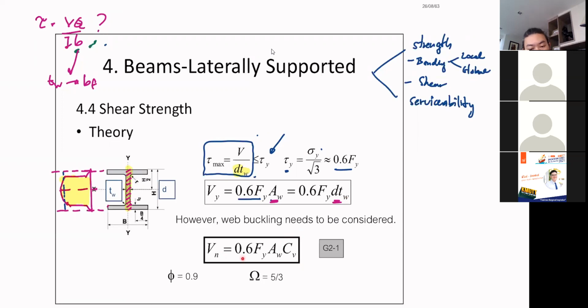Now you know where 0.6 comes from. Multiply by the area and then multiply by some coefficient to account for the fact that your member under shear can also buckle. And this is a general reduction factor and the factor of safety. So I don't think you guys have any questions in this part, but you may in the next part.